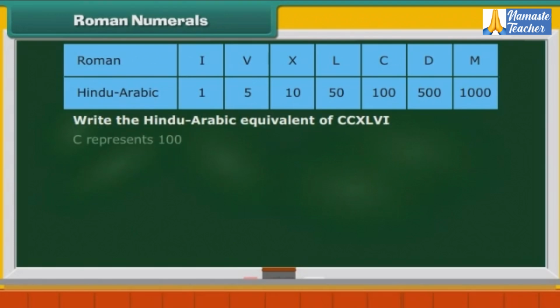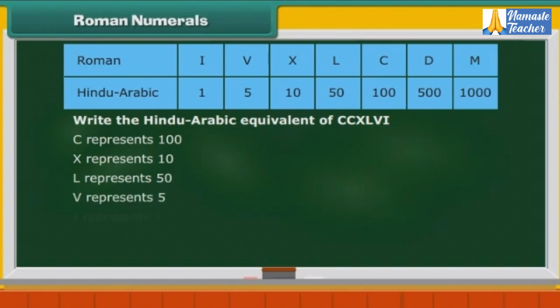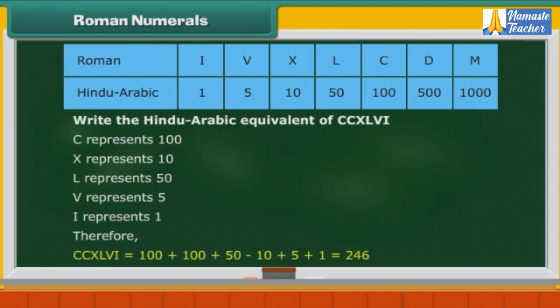Write the Hindu-Arabic equivalent of CCXLVI. C represents 100, X represents 10, L represents 50, V represents 5, I represents 1. Therefore, CCXLVI is equal to 100 plus 100 plus 50 minus 10 plus 5 plus 1, which is equal to 246.